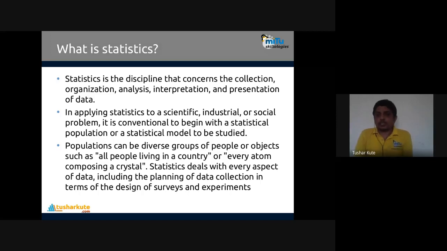So what is statistics? Statistics is the discipline concerned with the collection, organization, analysis, interpretation, and presentation of data. I'm talking about different sorts of numerical data that is collected. Or maybe we have categorical data also, string data, but we need to convert that into numerical format. Then only statistical operations are possible. So we collect the data from multiple sources. We organize that data in different ways. We do analysis on that data.